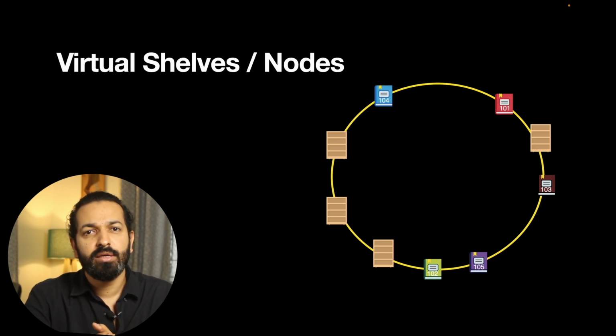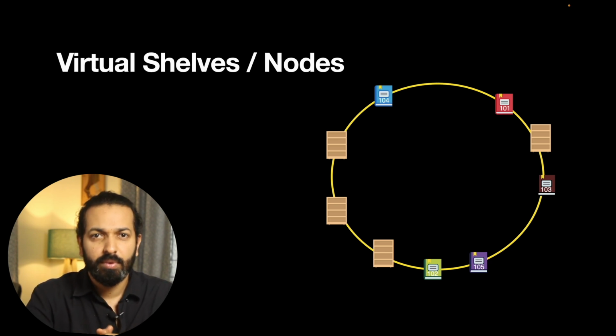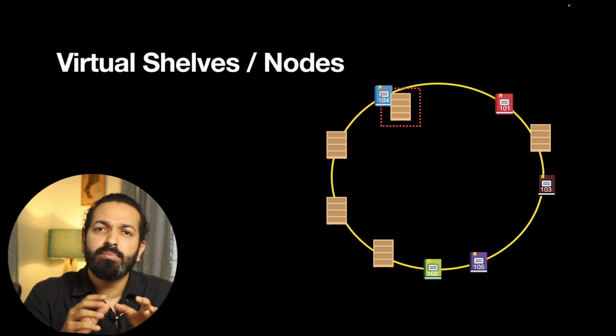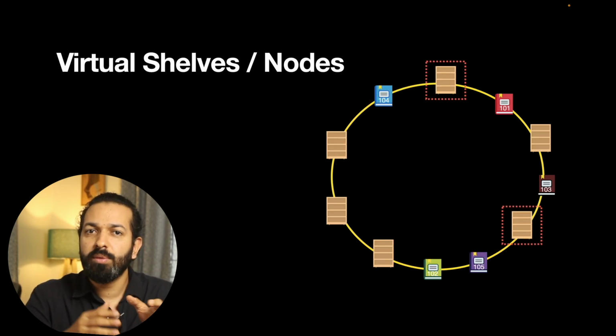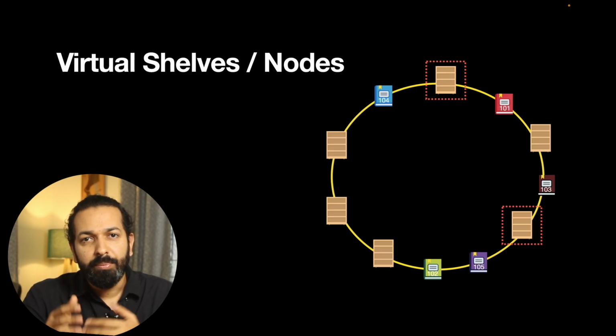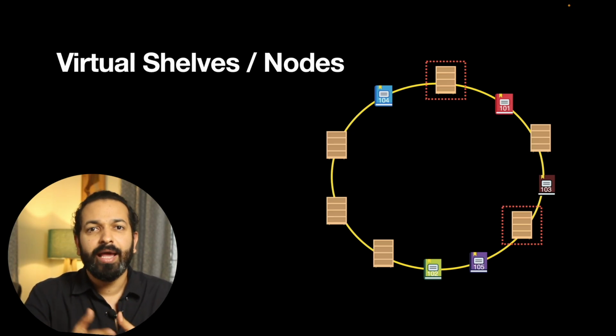So to fix this, we use virtual shelves. The idea here is to put some virtual shelves between the actual shelves and these virtual ones will map to the actual shelves, but because they are placed in between for filling the gaps, they help in balancing the load.